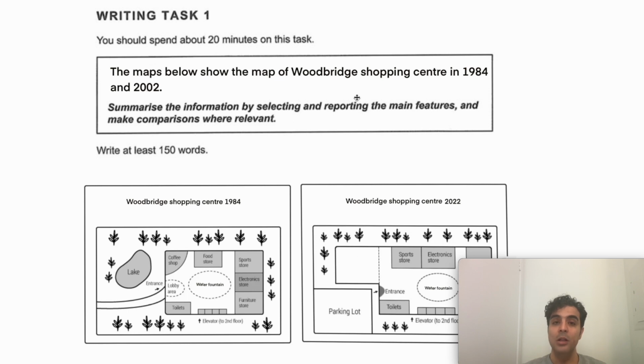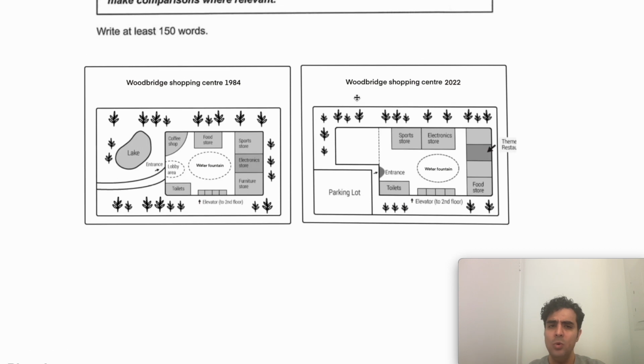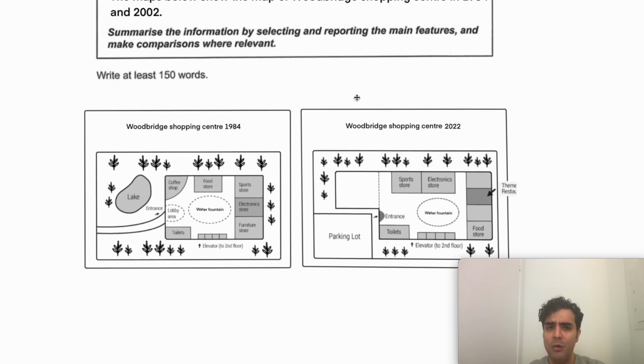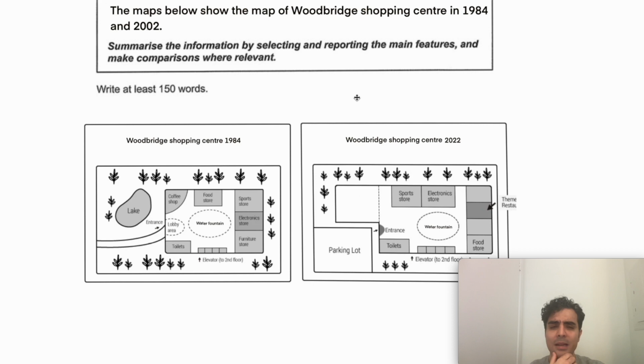This time, we have a map, really a process qualitative chart. We've read this task before, but I'll read the prompt one more time. It says the maps below show the map of Woodbridge Shopping Center in 1984 and 2002. So, am I going to identify the noun phrase and do all that? No, because this is a qualitative chart and the rules are a little different in qualitative charts.